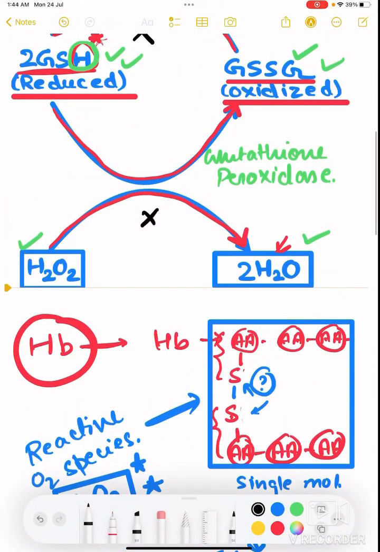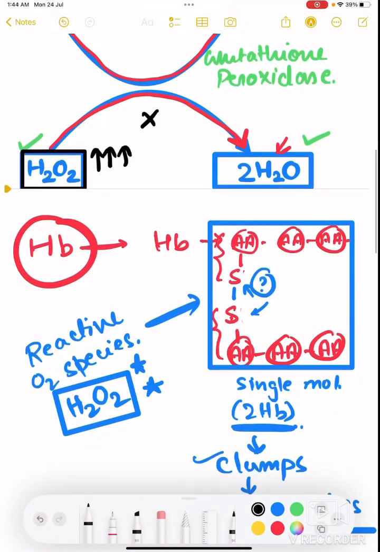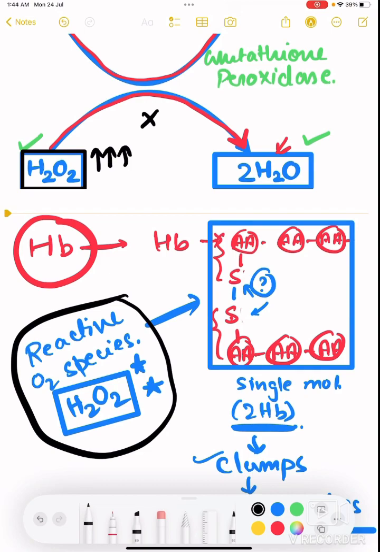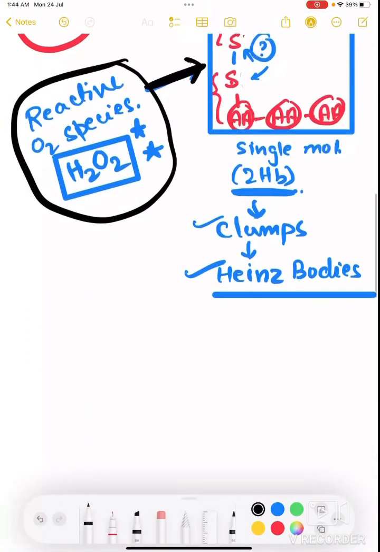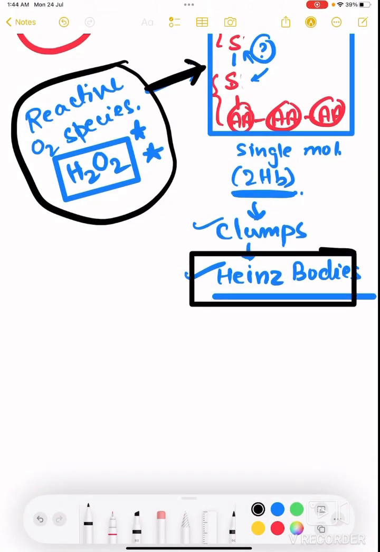So what will happen if this particular reaction doesn't occur? H2O2 will rise in concentration. And what happens if H2O2 rises in concentration? We already know, right? It will take away the H molecules from the hemoglobin SH groups, and it will clump together. And what happens when they clump together? It forms Heinz bodies, right?